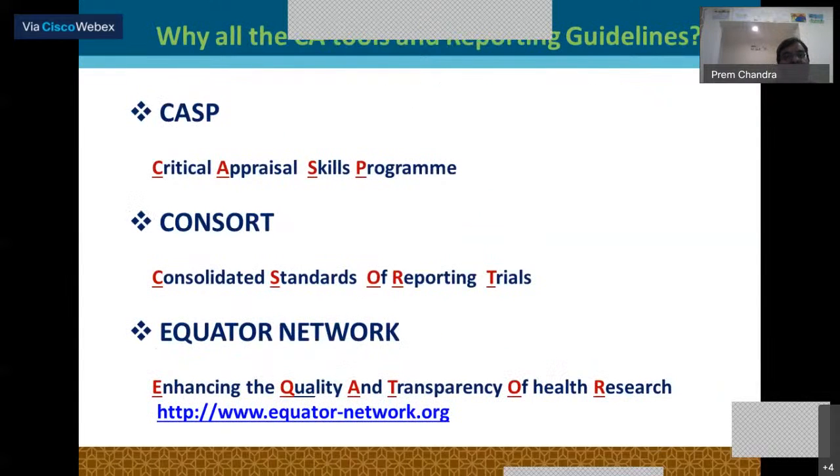So these are the different tools for guidelines and critical appraisal. We are going to discuss today about CASP, the Critical Appraisal Skills Programme, and there are two guidelines, and we will discuss very briefly what exactly the guideline means and what is the difference between the guidelines and the critical appraisal.